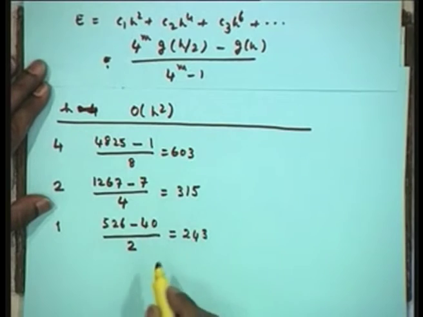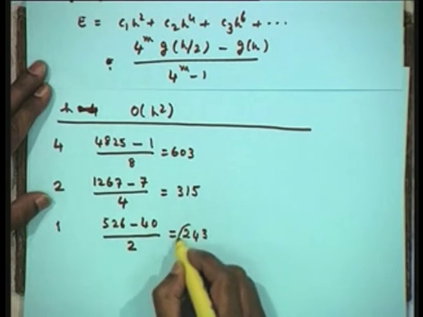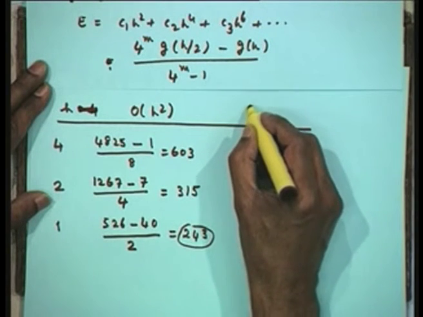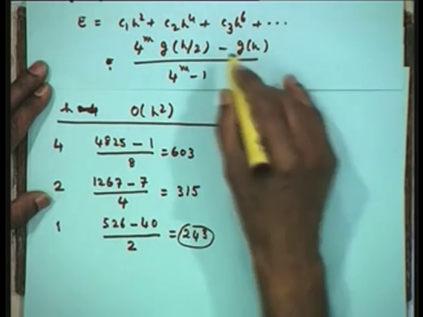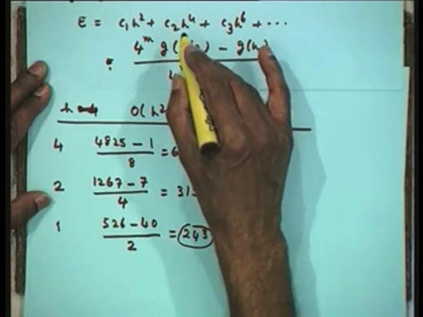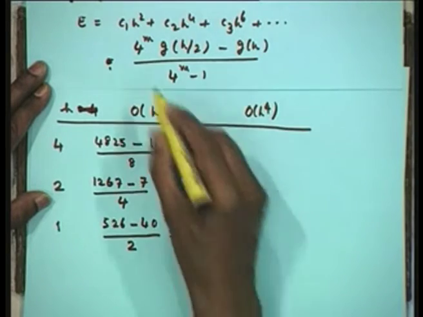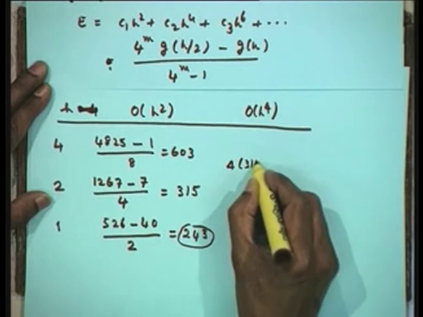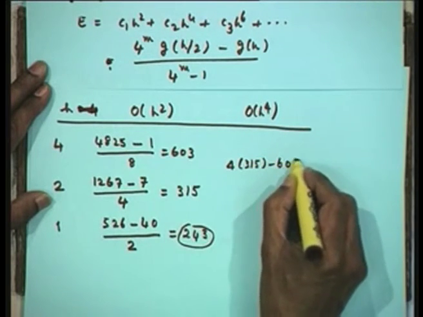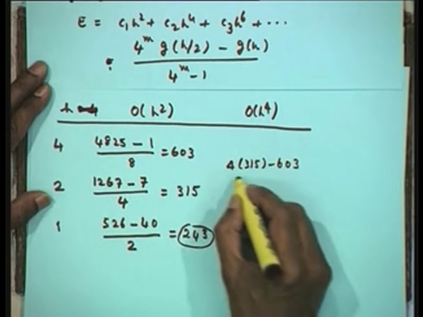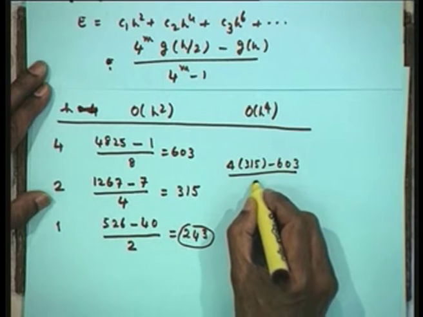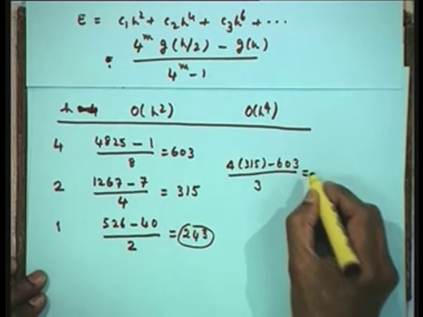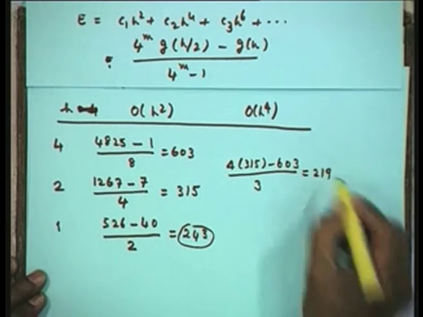Now, I would like to manipulate this column. Of all this, the best value in this column will be this, because this is the best value of h. Now, the next order formula will be order of h to the power of 4, because the next order in this is h to the power of 4. So, it will behave like the 4th order formula. And what is the value? This is 4 times 315 minus 603, 4 times this value minus this value, divided by 4 minus 1, that is equal to 3. This gives us 219.